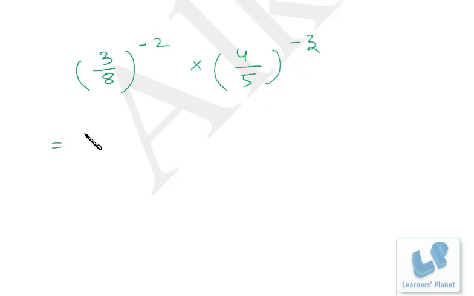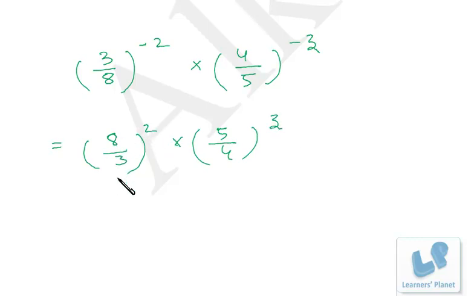Now let's take one or two examples when two rational numbers with negative exponents are multiplied with each other. Suppose I have (3/8) raised to minus 2 into (4/5) raised to minus 3. So what is the next step? To convert this power to positive, write the reciprocal of the number inside the bracket. So it is (8/3) raised to 2 and this is (5/4) raised to 3.